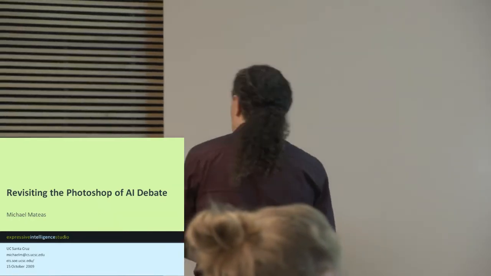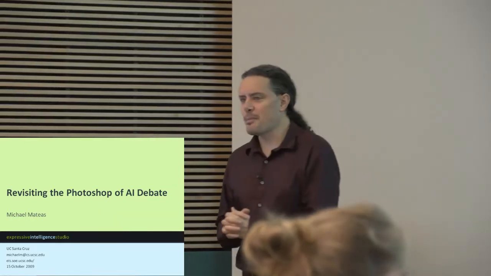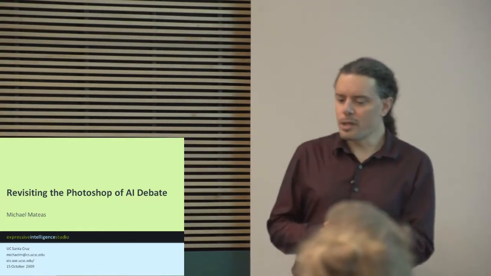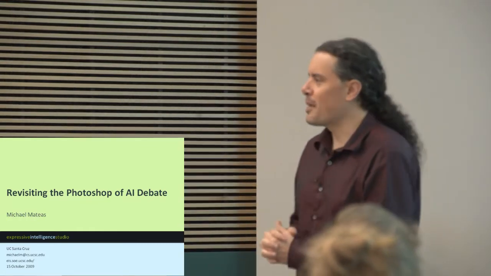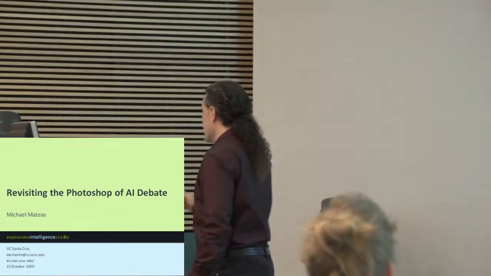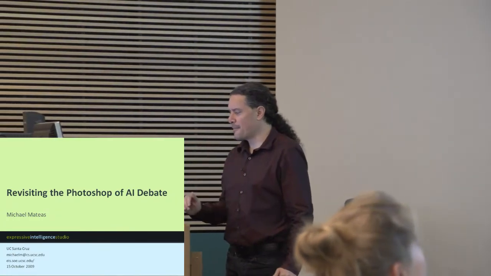Today, what I'm going to be talking to you about is this Photoshop of AI debate that a couple of years ago was a big debate within the commercial game AI community. So what is this Photoshop of AI? It starts with a talk that Chris Hecker gave at GDC, I believe in 2008, talking about what he called the structure style decomposition. So these first few slides are actually going to be slides from Chris Hecker's talk, where he sets up this idea of the Photoshop of AI.